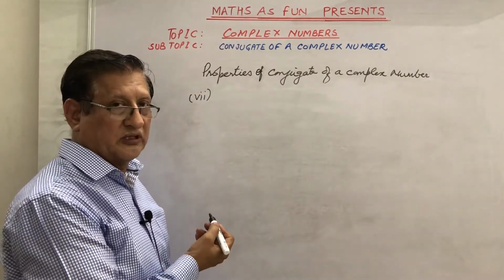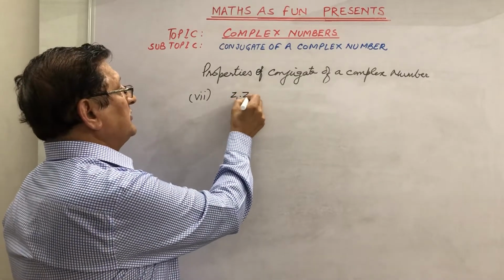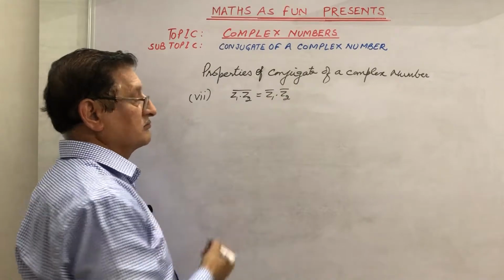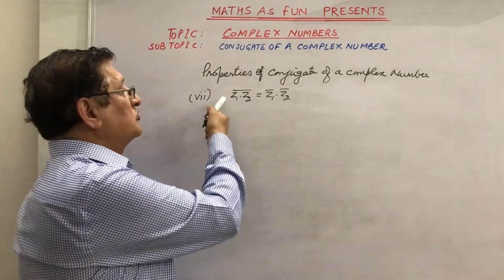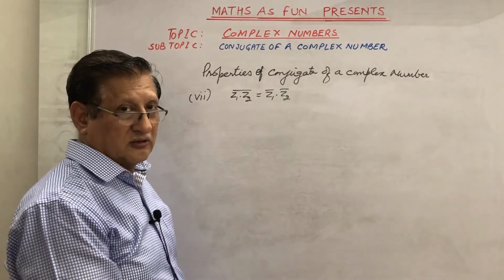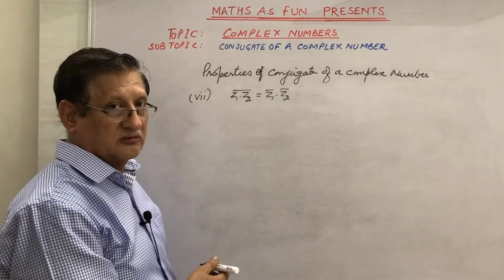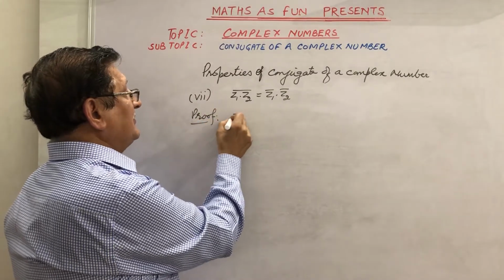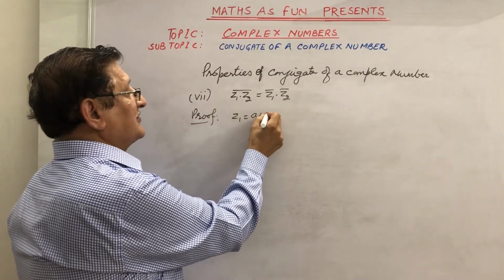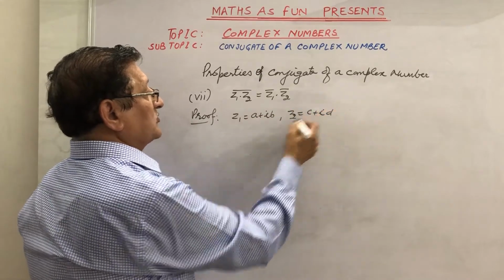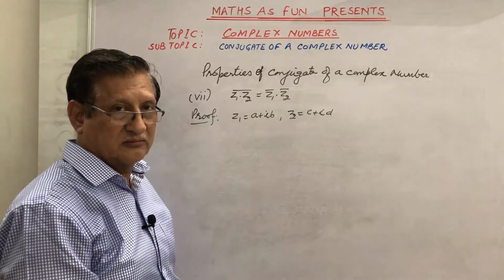The seventh property is (z1 into z2) bar equal to z1 bar into z2 bar. It means the conjugate of the product of two complex numbers is equal to the product of their conjugates. For the proof of it, let's see, z1 is a plus ib, z2 is c plus id. Suppose these are the two complex numbers we've taken.